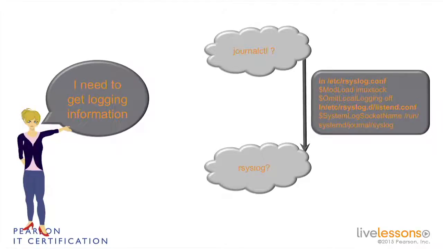Well, there are some advanced options, and you don't have to know this for the exam, but I just want you to be aware that it is possible to tie the two logging systems together. So if you want journald information to be logged into rsyslog, in the rsyslog.conf there's a couple of lines that you can include. And you also need to create a listend.conf that contains a couple of lines as well, which is just enabling rsyslog for receiving information that was logged by journald.